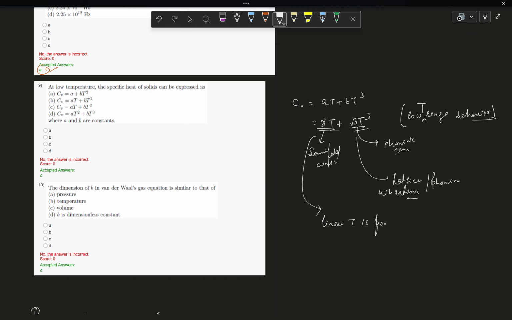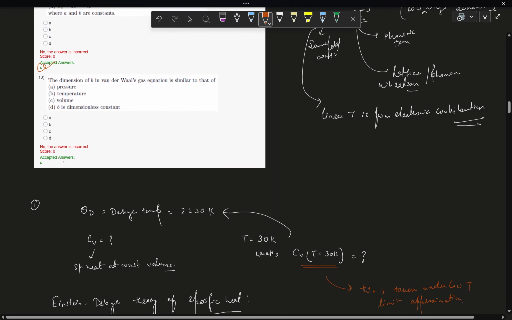is from free electron contribution. Okay, electronic contribution to specific heat. This is seen in metals. So our answer will be AT plus BT cube, which is option number C, which is correct.